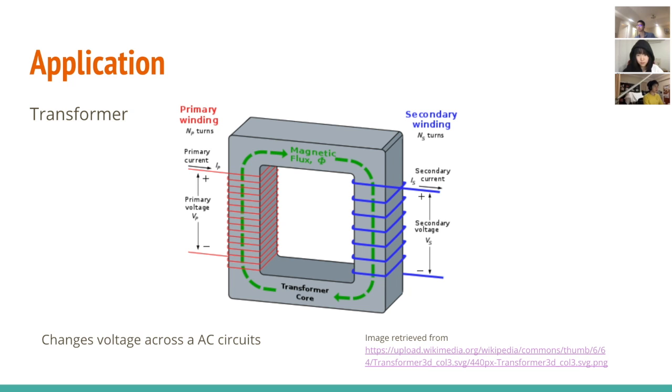And this is possible because, as we recall, according to Faraday's law, a change in magnetic flux would induce voltage, right? So if we have one wire with changing current running through it, we can induce voltage through the change in magnetic flux, and as a result produce current. So that's how a transformer works.